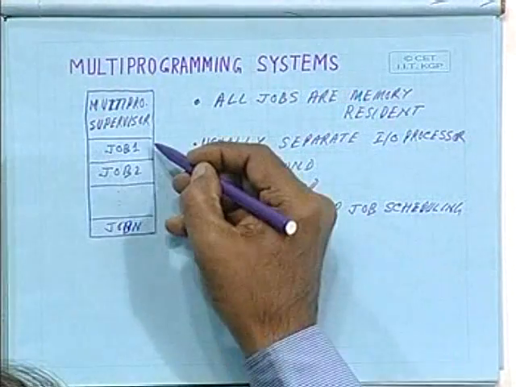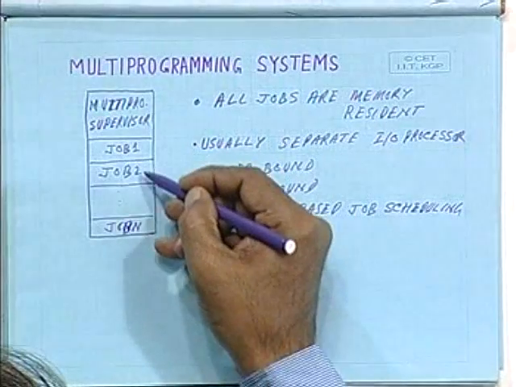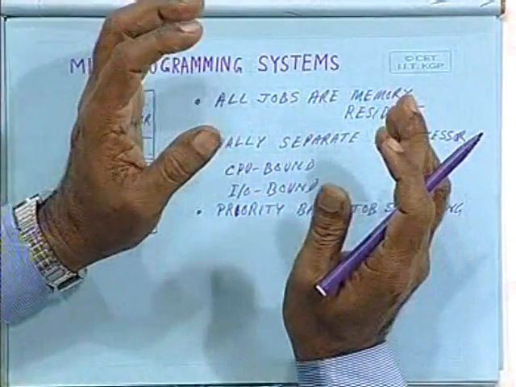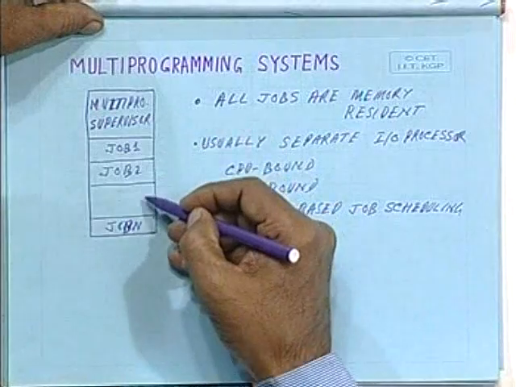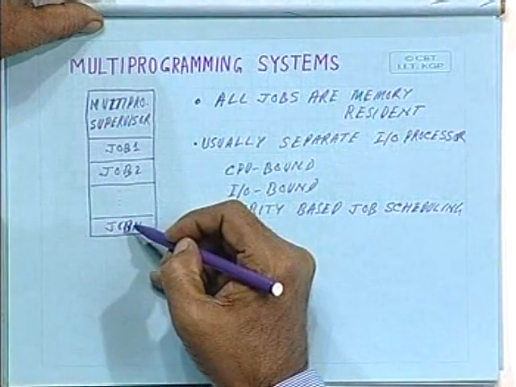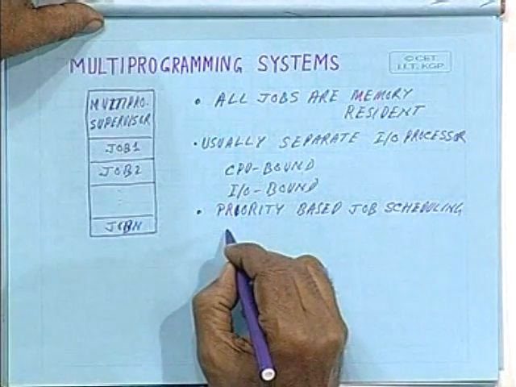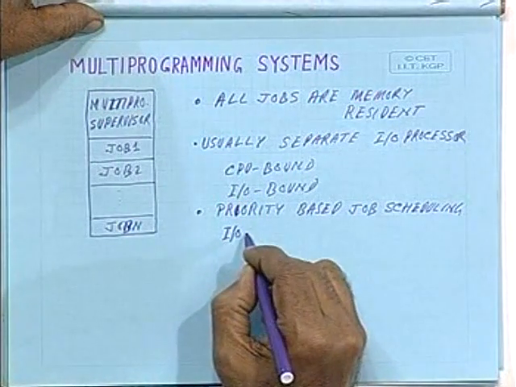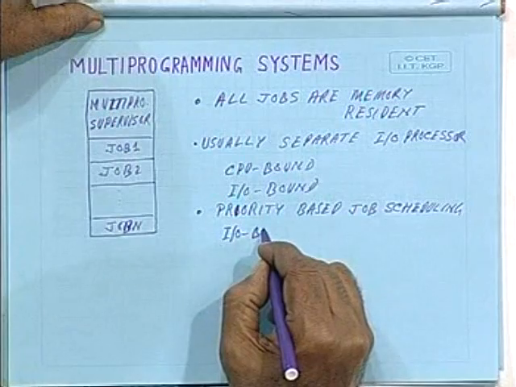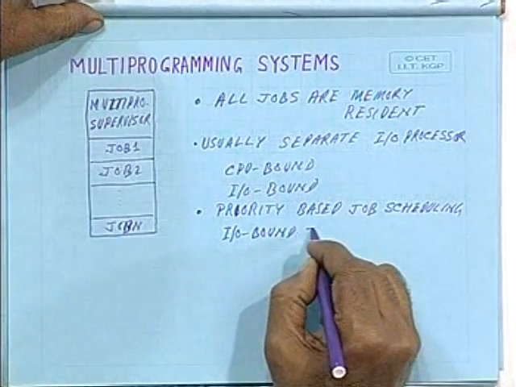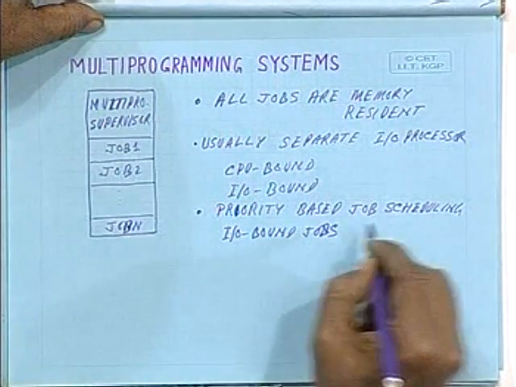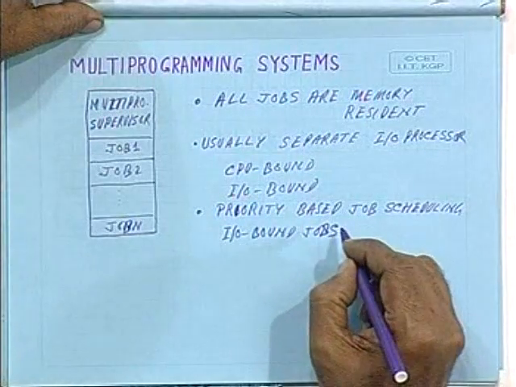As we have seen, all the jobs are loaded into the main memory. So there is a scheduler which will choose a job which has highest priority. In this way, jobs with highest priority are scheduled first and they are executed first. Usually, IO bound jobs are given higher priority for better CPU utilization or better throughput.